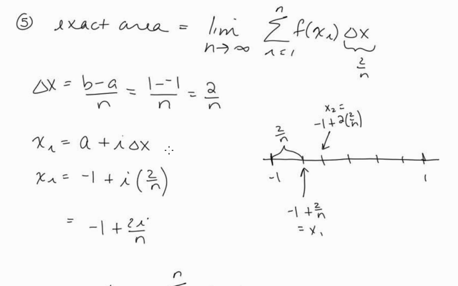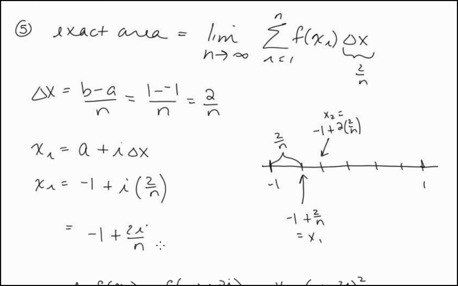Now we want to find xi. Xi is always going to be a plus i delta x. So our a value here is -1. This is the beginning of our interval. Our subintervals have width delta x, that's 2 over n. So x1 is going to be -1 plus 2 over n. And then to get x2, we want to add another 2 over n. So that's going to be -1 plus 2 times 2 over n. So in general, xi is going to be -1 plus i times 2 over n. So -1 plus 2i over n. That's how we're going to represent xi here.